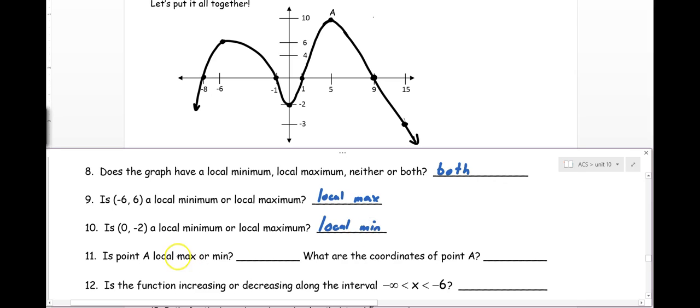Is A a local max or min? So if I look at point A, it is a higher point that looks like a mountain, so it would be a local max. What are the coordinates of point A? So when I look at point A, the x coordinate that lines up with it is 5, and the y coordinate is 10. So this point would be (5, 10).